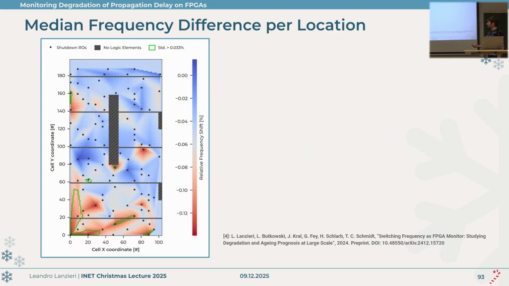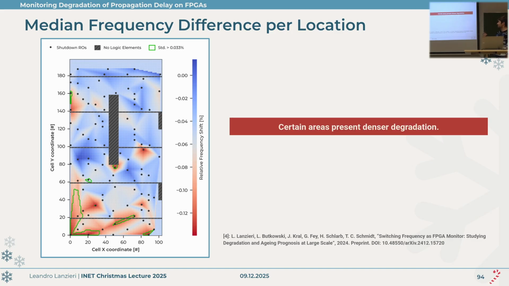Here we have the median frequency shift, so how much the ring oscillators change across all of the devices. More red areas have a negative shift. That means that the ring oscillators are slower after the 6 months, and more blue parts are not so bad. They don't shift so much, like 0% in some areas, or even slightly negative, which can be some healing mechanisms, but we are not going to look into that. What's important today is to see that certain areas present denser degradation, like here in the lower left corner, or in this part around 80 and 100 of the y coordinates.